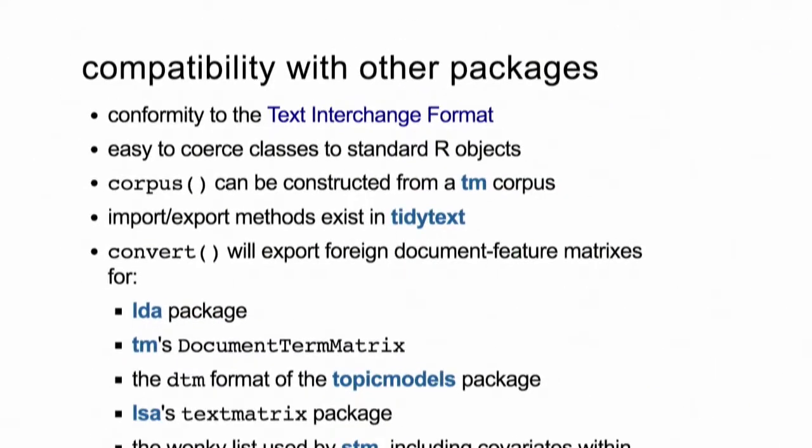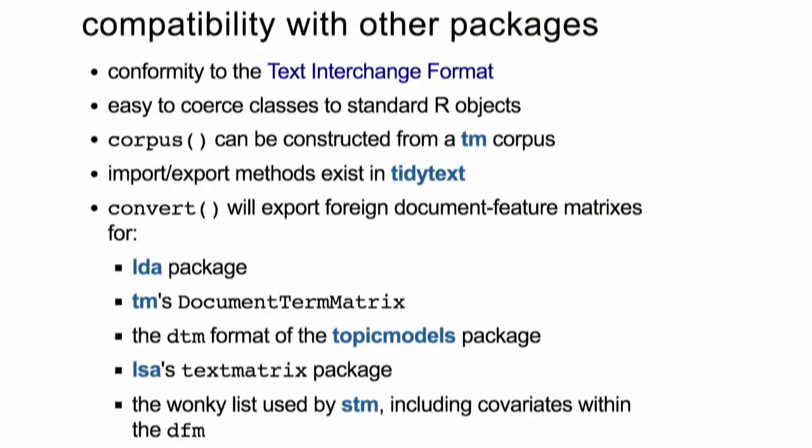When I mentioned compatibility with other packages, something Taylor didn't mention was that we had a workshop earlier this year where we talked about an interchange format for core objects in text. The idea is that Quanteda will behave very well with those. It's also easy to coerce Quanteda classes into standard objects. You can construct a Quanteda corpus from other packages' objects, such as the tm corpus object or the one in tidytext. There are import and export methods in tidytext if you prefer to use that for part or all of your workflow.